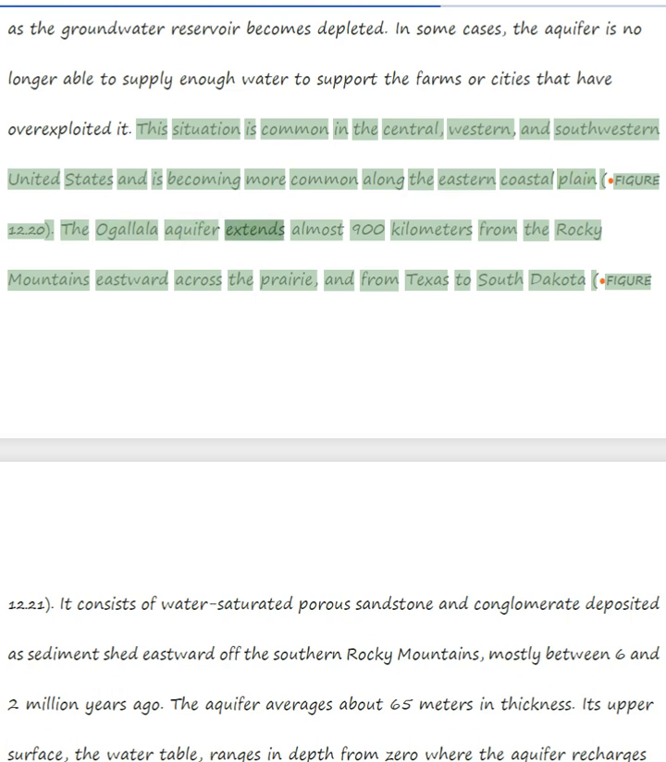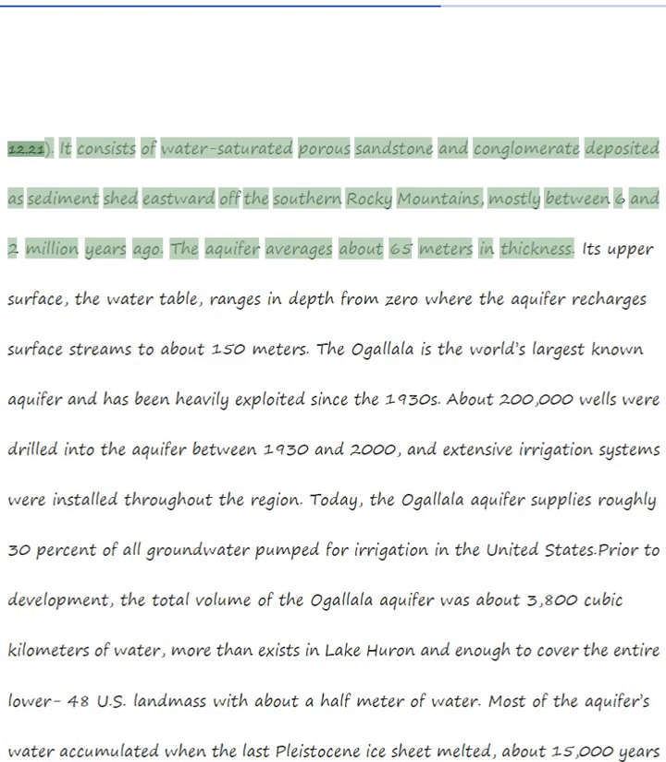The Ogallala Aquifer extends almost 900 kilometers from the Rocky Mountains eastward across the prairie, and from Texas to South Dakota, figure 12.21. It consists of water-saturated porous sandstone and conglomerate deposited as sediment shed eastward off the southern Rocky Mountains, mostly between 6 and 2 million years ago. The aquifer averages about 65 meters in thickness.